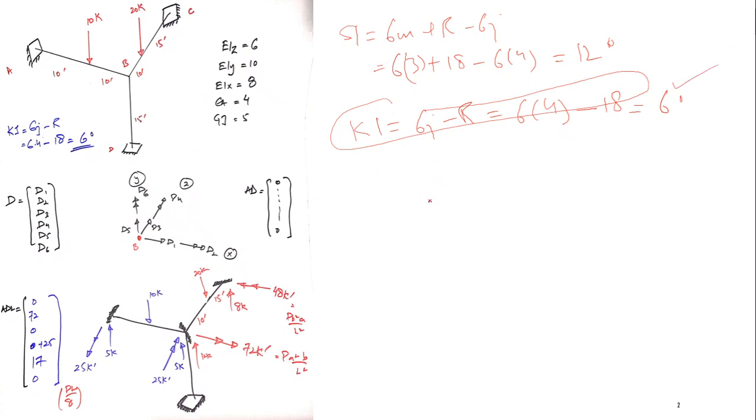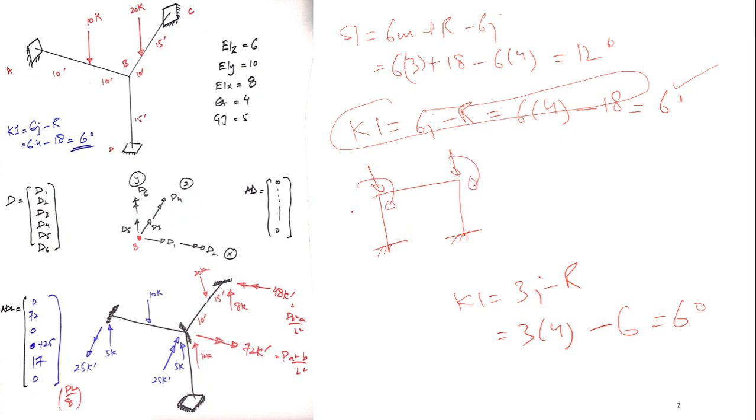Second thing is, for example, you have a plane frame, and the Ki in this case would be equal to 3j minus r, and number of joints we have 4, support reaction we have 3, 3, 6, and it comes out to be 6 degree. So our Ki is 6 degree.